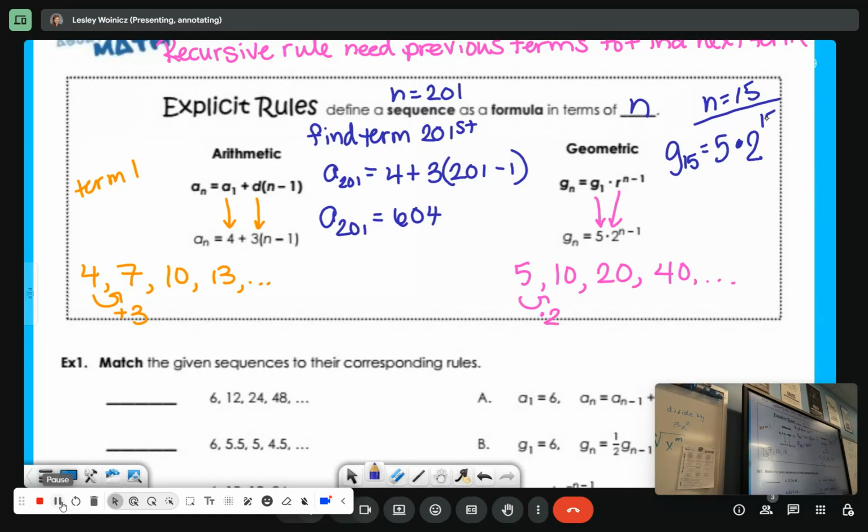Well, what's 15 minus 1? 14. So this would be g sub 15 equals 5 times 2 to the 14th. So ask your calculator what 2 caret 14 is, and then multiply it by 5. And that's your answer. You didn't have to do 15 things in a big long list. Did you get it? All right, if you don't have a calculator yet, would you go grab one?